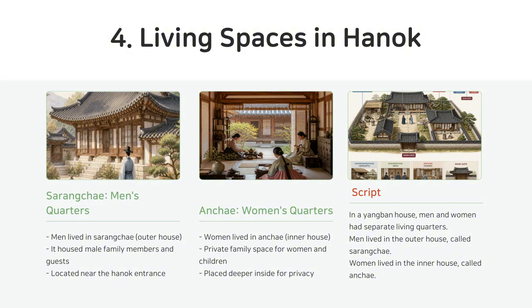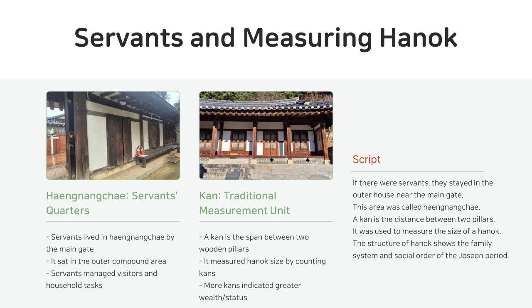In a Yangban house, men and women had separate living quarters. Men lived in the outer house, called sarangchae. Women lived in the inner house, called enchae. If there were servants, they stayed in the outer house near the main gate. This area was called hengnangchae.